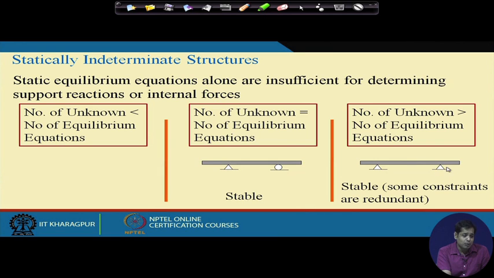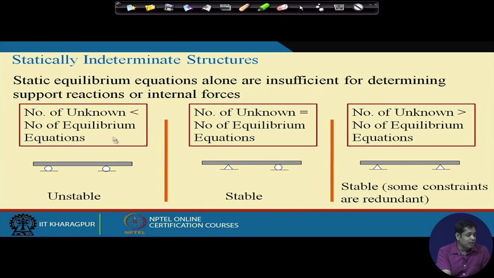By redundant, I mean, for instance, the difference between this structure and this structure is that the roller support is now replaced by a hinge support, which was not required from the stability point of view, because when we replace the roller support by a hinge support, then we are giving one more constraint. What is that constraint? One more constraint in the horizontal direction, which is redundant here, which was not necessary from the stability point of view of the structure. Now, let us see the third case.